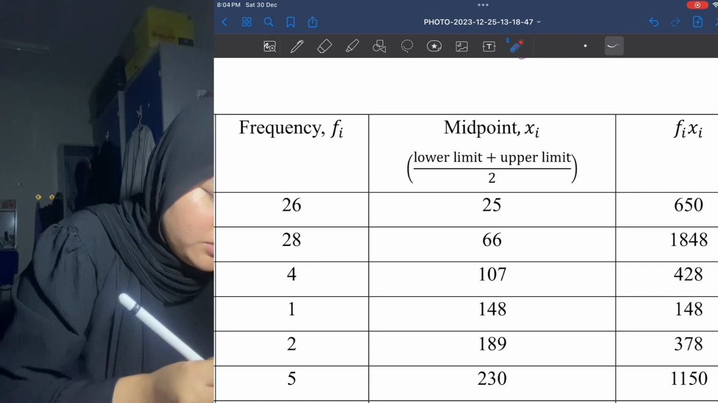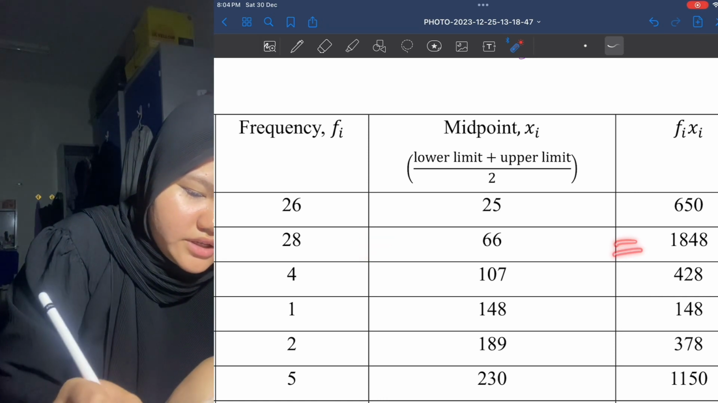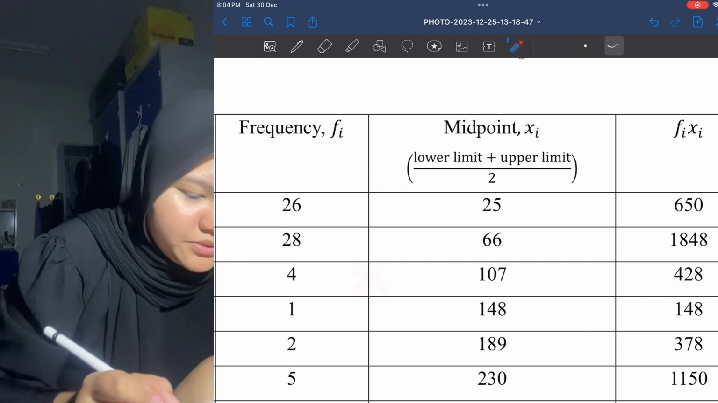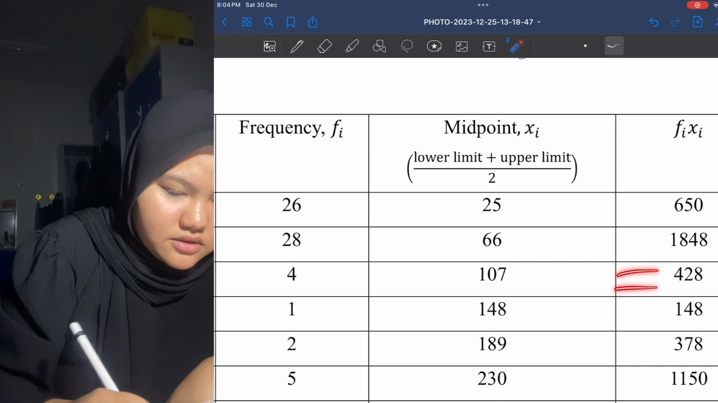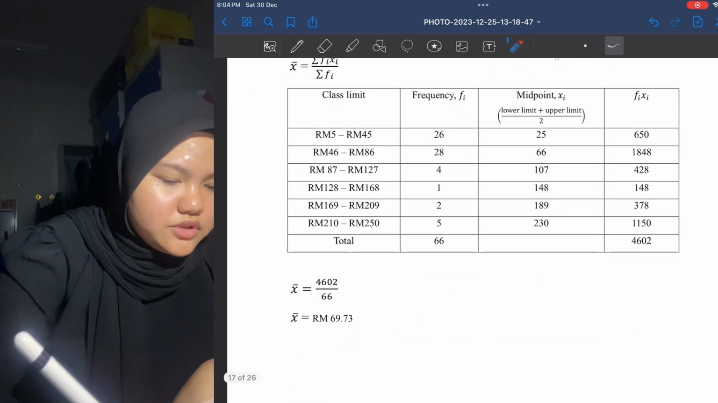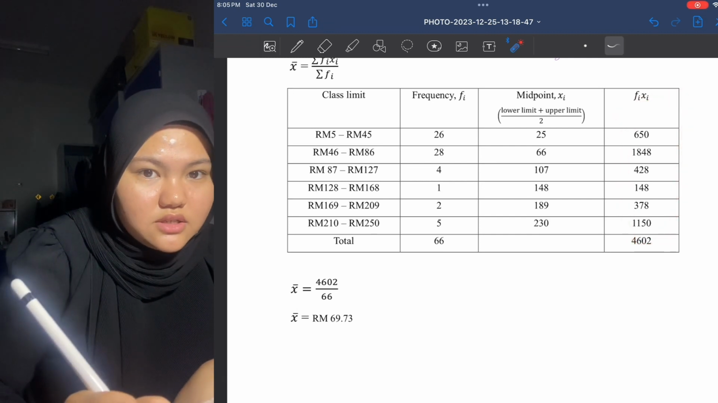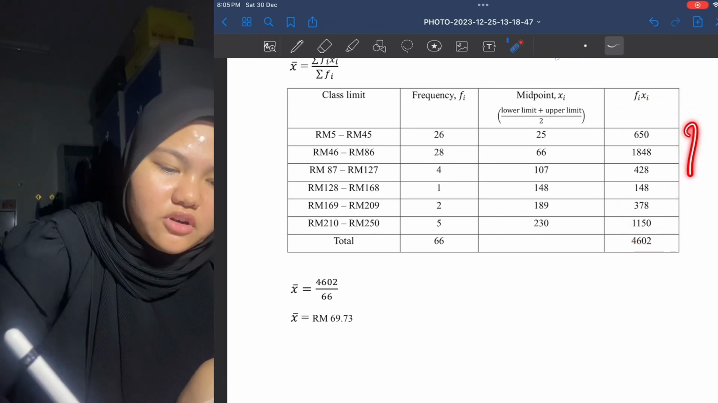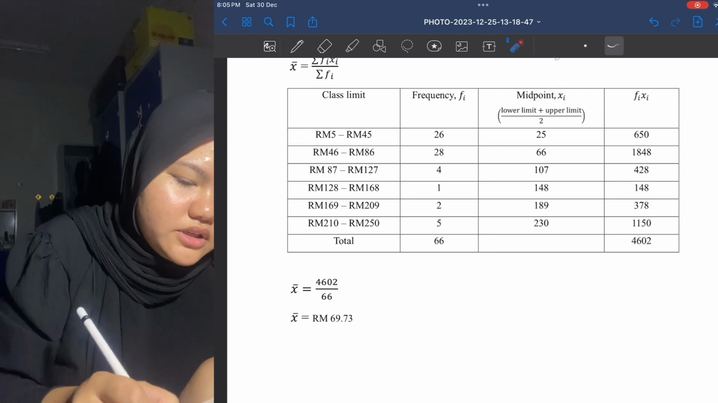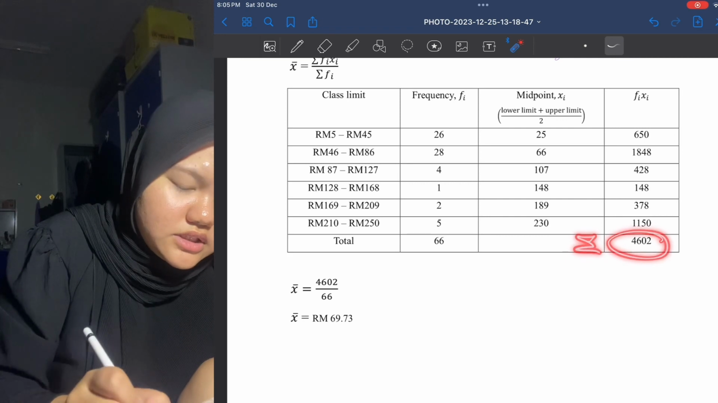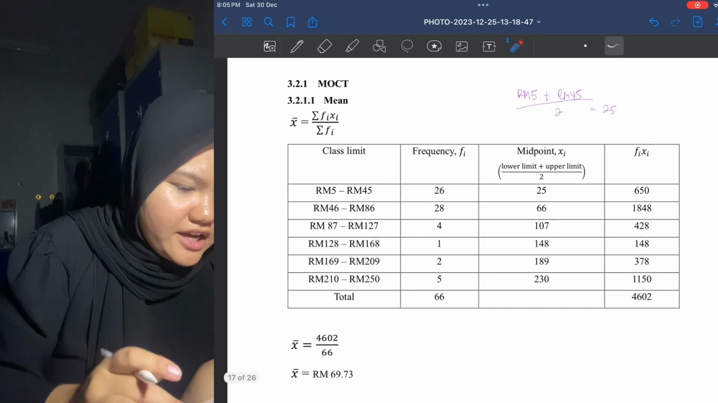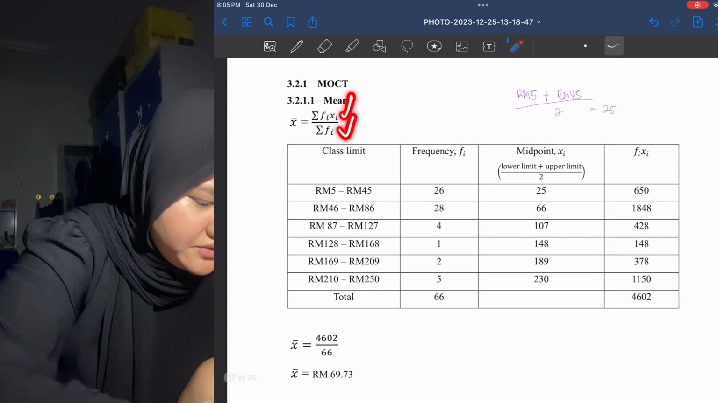We got 650. 28 multiplied by 66 we get 1848. 4 multiplied by 107 you get 428, and you have to continue for all the classes. And then you have to find the sum of these values of frequency multiplied by midpoint, and then you will get the total, which is 4602.